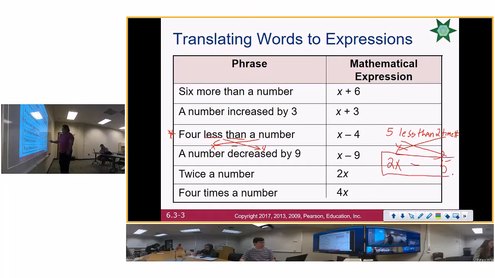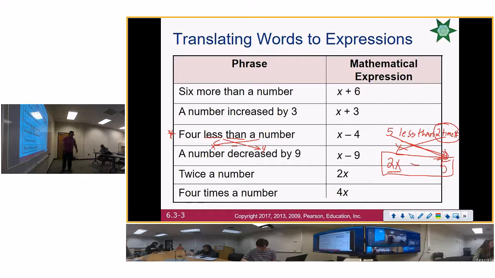Whenever you have the words less than, unless you're dealing with inequalities, and right now we're not dealing with inequalities, you don't have to worry about that. If you see less than in the 6.3 homework, you need to do the crisscross. The number that you don't know will go first, and the number that you do know always goes second.